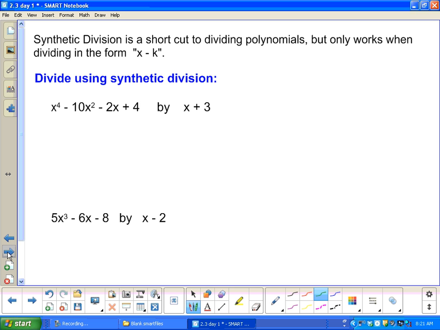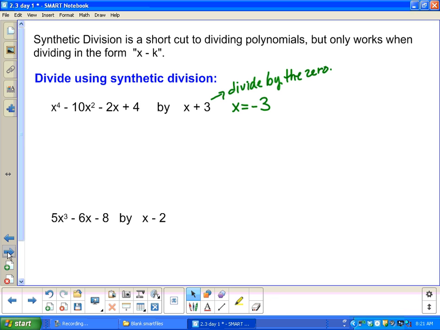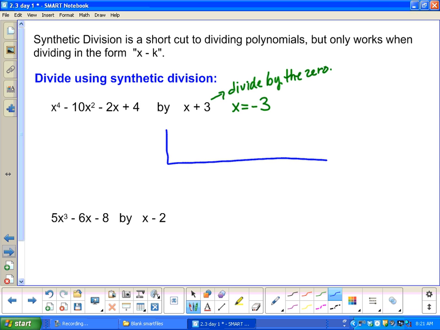Well, one thing you have to remember here is you divide by the 0. So what does x plus 3 equal 0? Well, x would then be negative 3. So remember we set up these charts in Algebra 2, and negative 3 was out here. So then inside are my coefficients of my polynomial. Coefficient on x to the fourth is 1. Coefficient on x to the third is 0 because it's missing. X squared, coefficient on x, and then the constant.